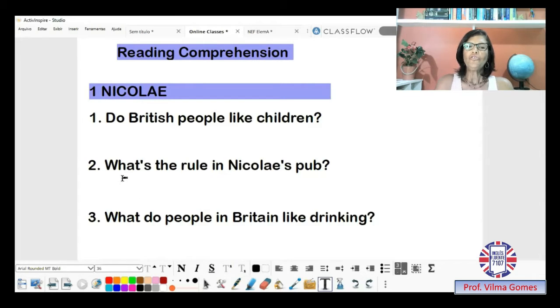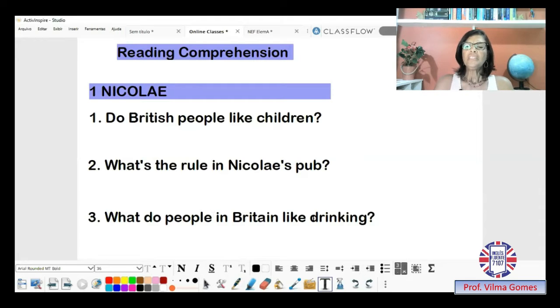Number 2. What is the rules in Nicola's pub? Qual é a regra lá no pub do Nicola? Qual é a regra? Question number 3.